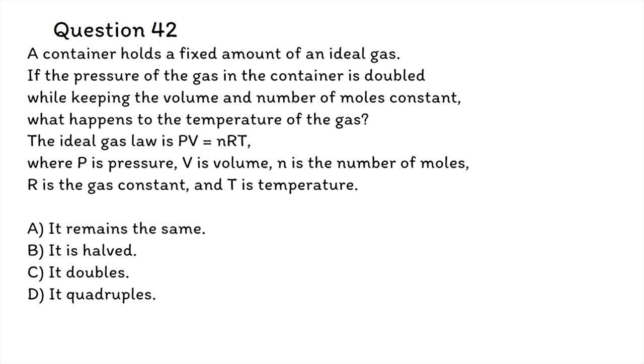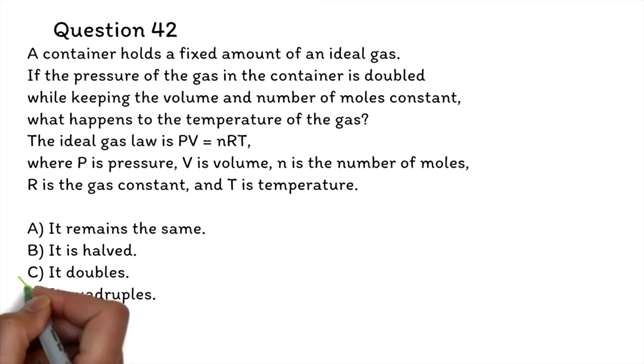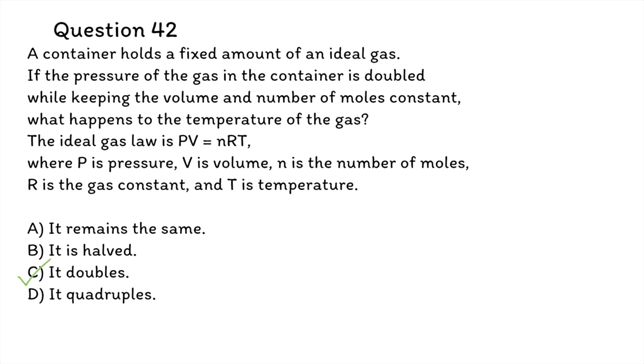A. It remains the same. B. It is halved. C. It doubles. D. It quadruples. The correct answer is C. It doubles. Please do not overthink on GED calculation questions or questions like this. They are usually designed to test your ability to recognize patterns and relationships and accurately interpret and use formulas.